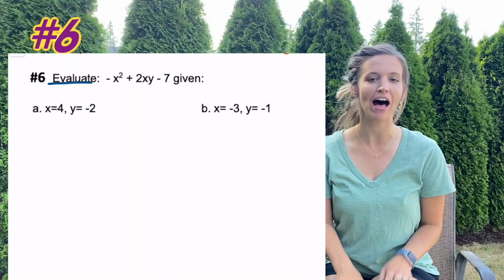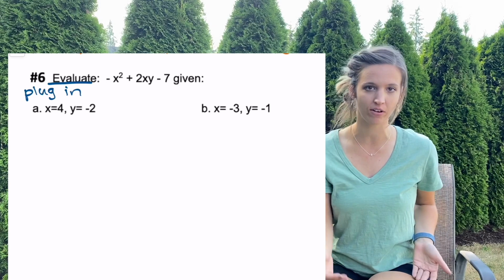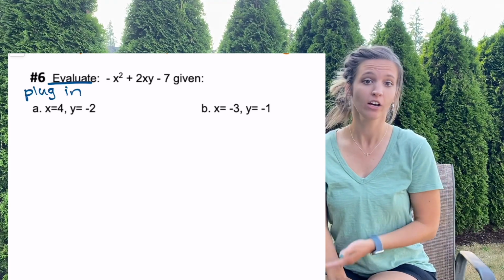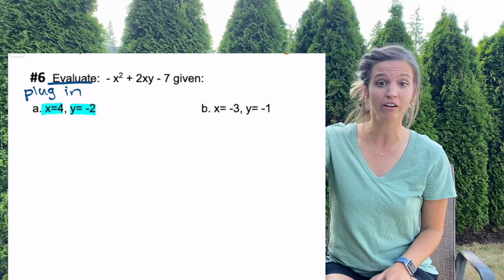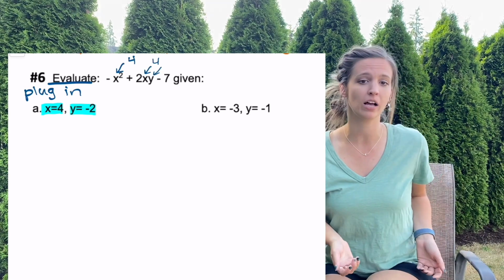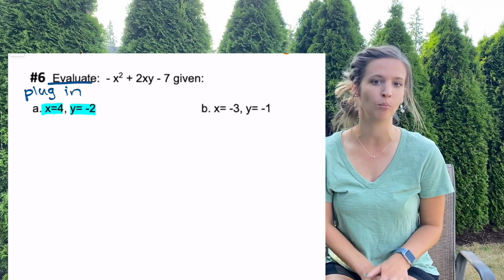Here's our last section. This section says evaluate, and then we have this expression that we're going to evaluate. Evaluate just means we're going to plug in the given values for, in this case, x and y. So A says x equals 4 and y equals negative 2. So we're going to plug in 4 for these x's here, and we're going to plug in negative 2 for this y, and then evaluate using PEMDAS. That's very important for us.